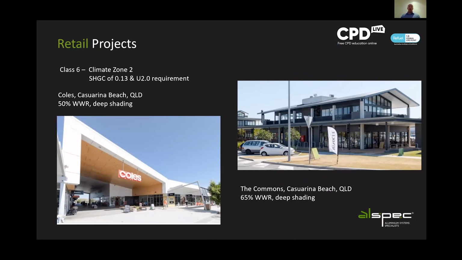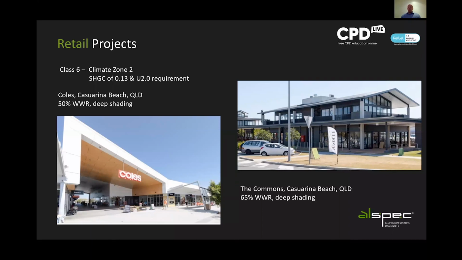Some retail projects, a couple from Queensland. The Coles building on the left-hand side has probably about 50% window to wall ratio and a lot of deep shading. That's in a pretty good position. You'd consider that and say, that might be okay with some good framing and good glass. You'd probably be able to meet the requirements without changing the design of that building.